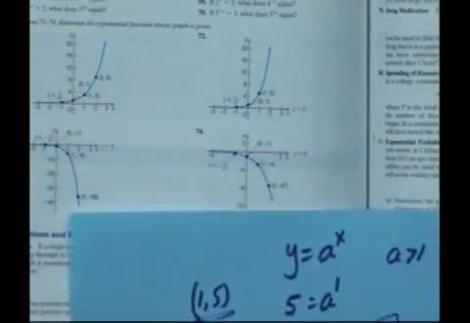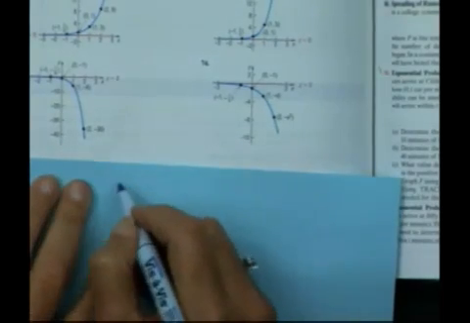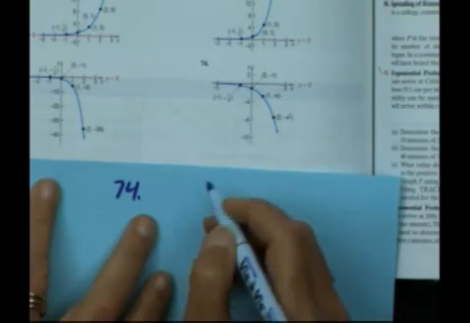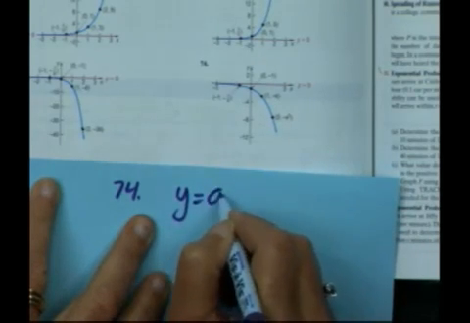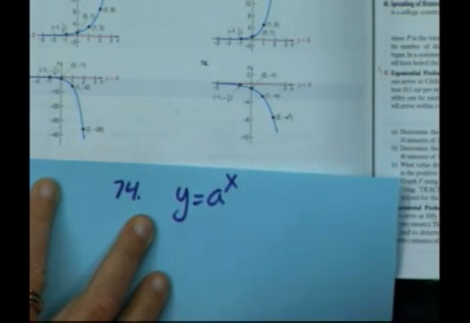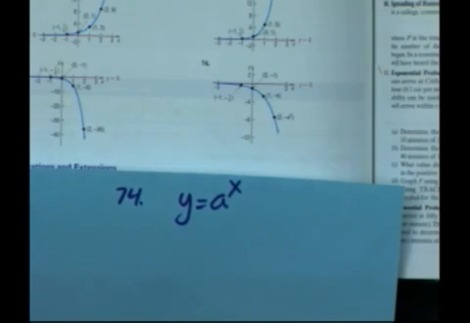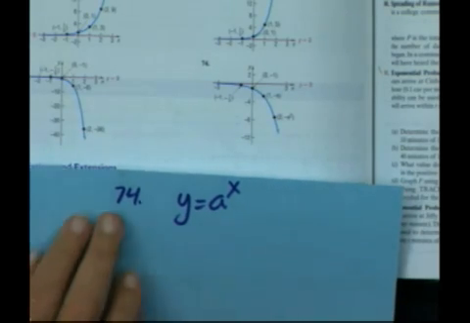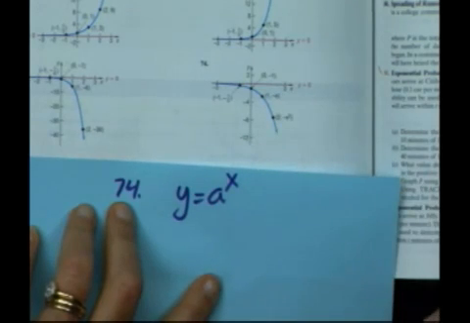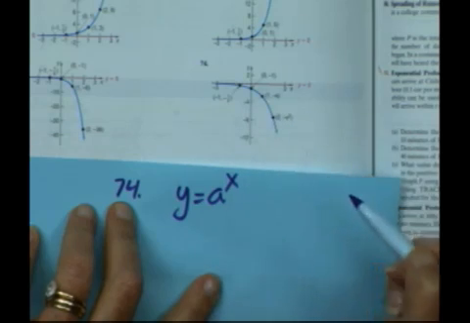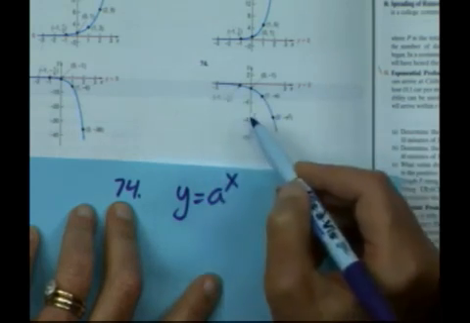Did you do number 74? Let's do number 74. Thank you for asking. Start out with your basic y equals a to the x. All right, now, you see some e's in here, so that's going to help you. See some e's, but we can do just like we did before.